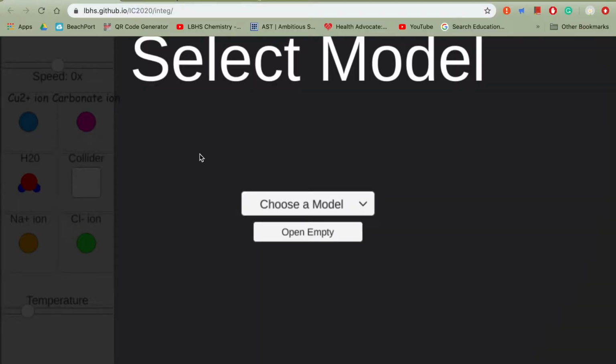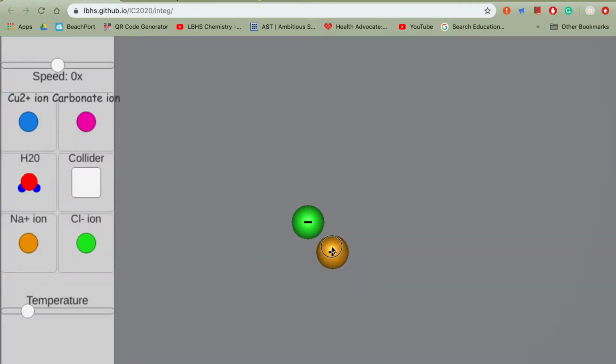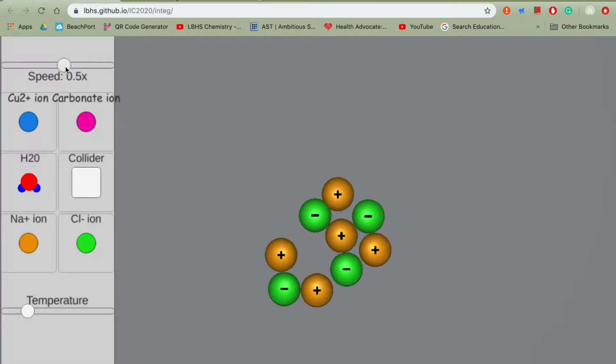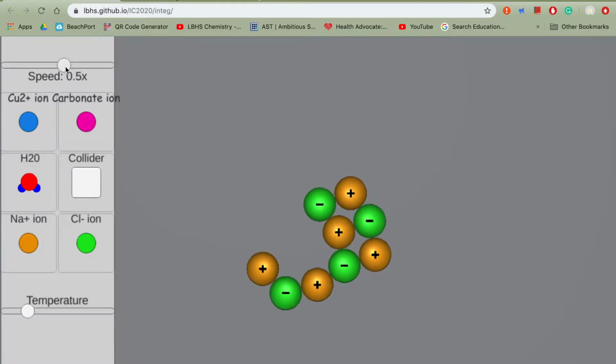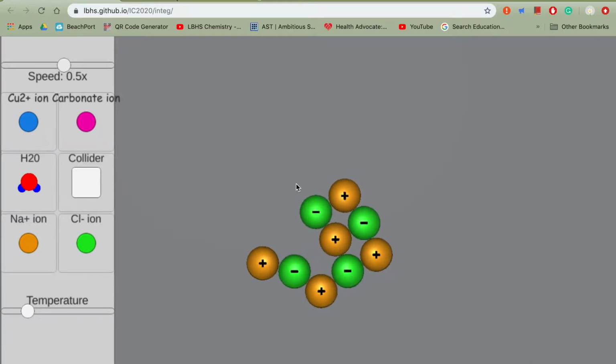So now let's look at IC 2020 as a way to also understand solubility. So I'm going to choose a soluble salt. And when they are not dissolved in water, I can make a lattice, which is a large crystal, with many of these plus and minus ions. And if I press play, they are attracted to each other in such a way that they'll stick together. So until something else is added into this, these will stay together. This is what the salt looks like.